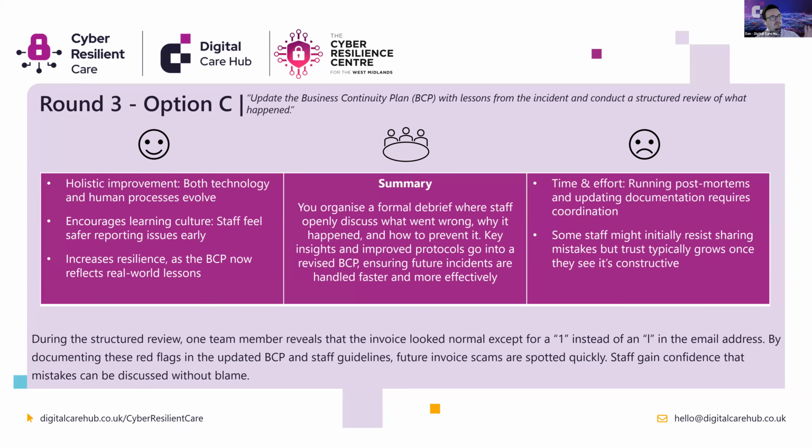Option C, update our business continuity plan. So this was the one that 96% of you picked. We do a lessons learned and we do a structured review. So in summary, we organise a formal debrief where staff openly discuss what went wrong, what happened, how to prevent it. Key insights and improved protocols go into a revised business continuity plan, ensuring future incidents are handled basically in a better way.